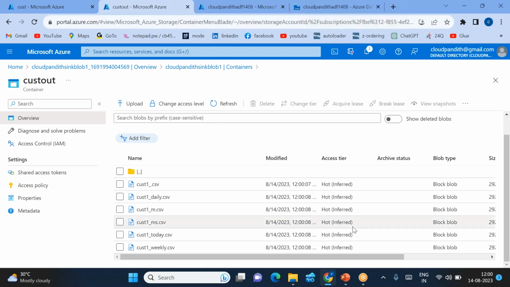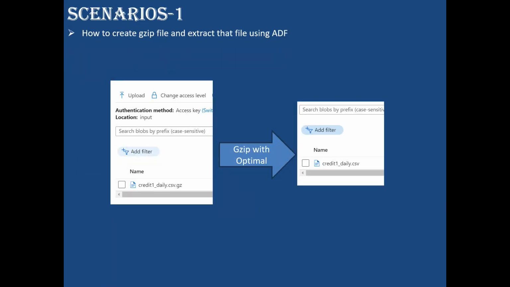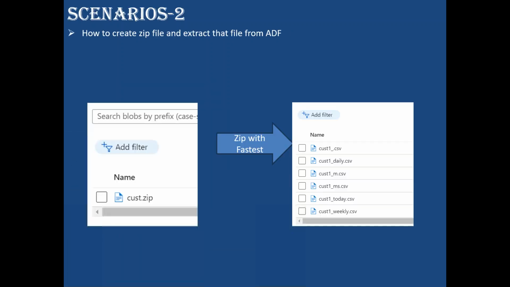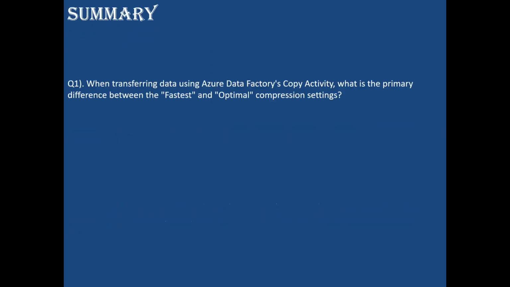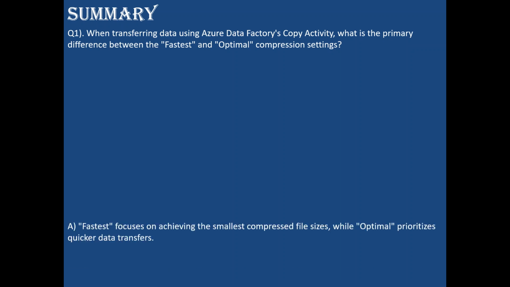Okay, so now let's quickly go through some of the summary questions. In scenario 1, we have seen gzip and how we can extract it. Zip also we have seen. Zip is lossy compression, gzip is lossless, there is no loss in the compression. So the summary question: when transferring data using the Azure Data Factory copy activity, what is the primary difference between fastest and optimal compression settings? As I said, fastest means to save time, optimal means to save the storage.